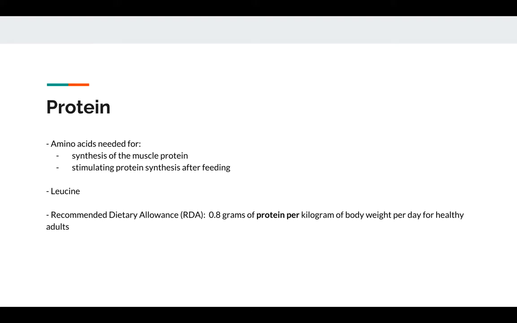Sufficient protein intake can reduce muscle loss. The recommended dietary allowance suggests an intake of 0.8 grams of protein per kilogram of body weight per day for healthy adults.